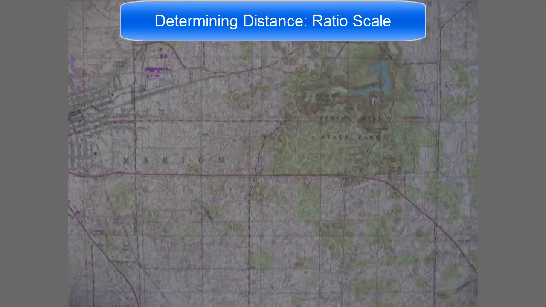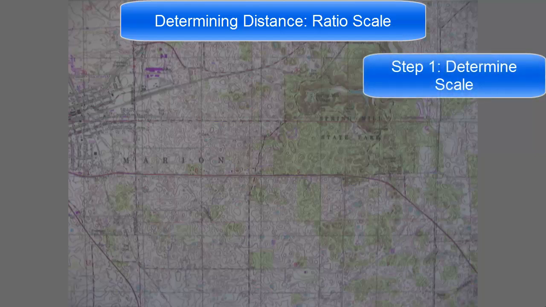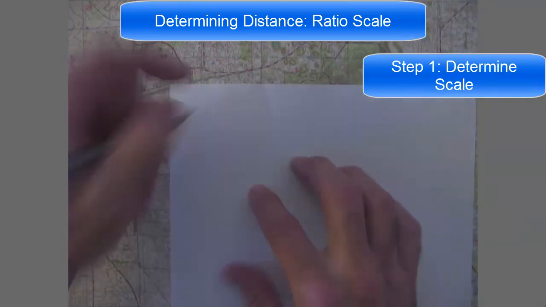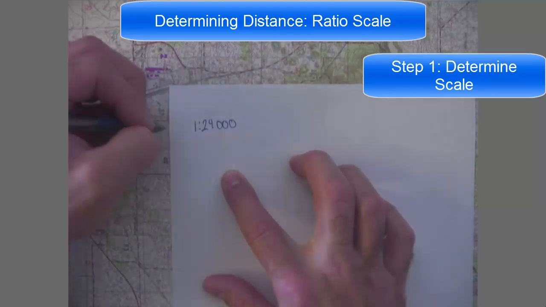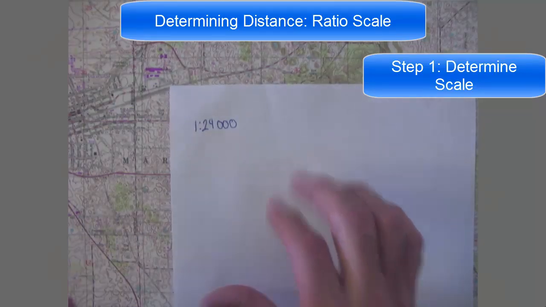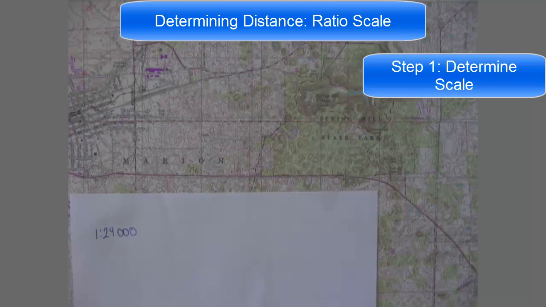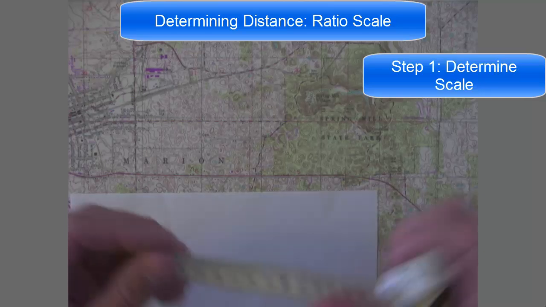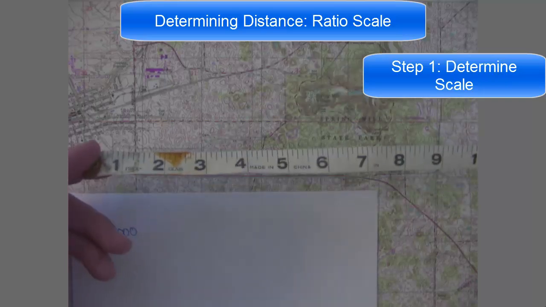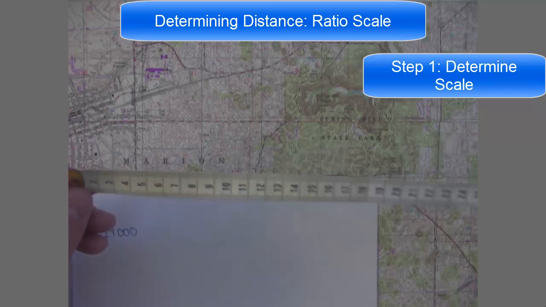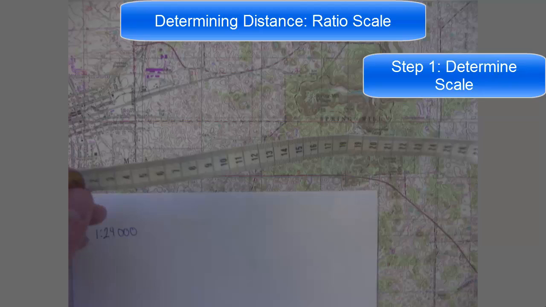Okay, so step one, if we want to determine the distance on any map, is to figure out that scale. So we're going to use the ratio scale, and we know the ratio scale of this map is 1 to 24,000. That's the scale. The next thing we need to do is actually take a measurement of something that we want to measure. So we need a tape measure. Now, you're going to be using these tape measures. Usually one side's inches. We do not want to use inches. We want to use the centimeters side. We're going to be using a lot of metric.